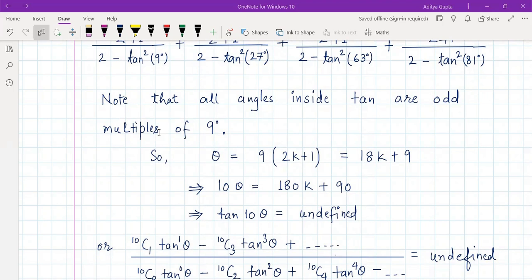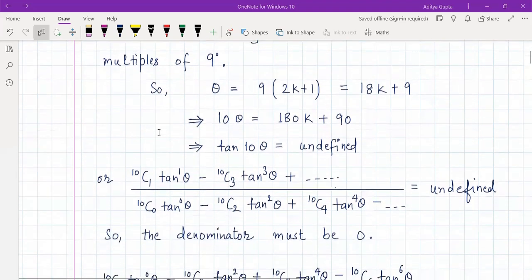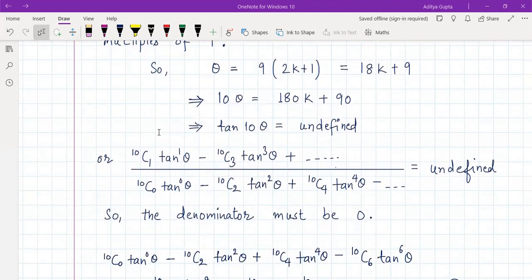Now, if we take tan on both sides, we clearly observe that tan of 10 theta will not be defined because tan 90 is not defined. But we know that tan of 10 theta is equal to 10C1 tan theta minus 10C3 tan cube theta plus and so on, upon the denominator. Now look at the denominator. That is of utmost importance here. The denominator is obviously the even powers being extended. Now, this thing can only be undefined if the denominator becomes 0. Otherwise, obviously, it can't be undefined, right? So the denominator must be 0 if we want it to be undefined.